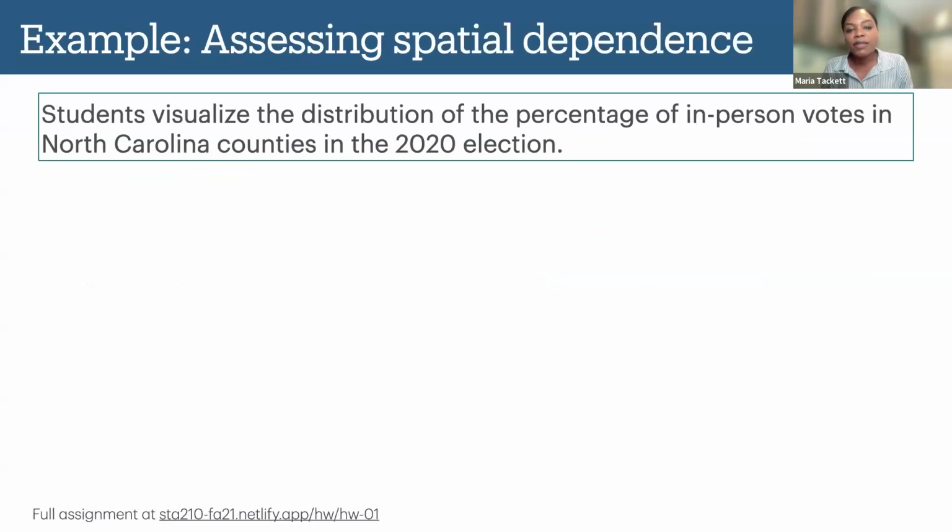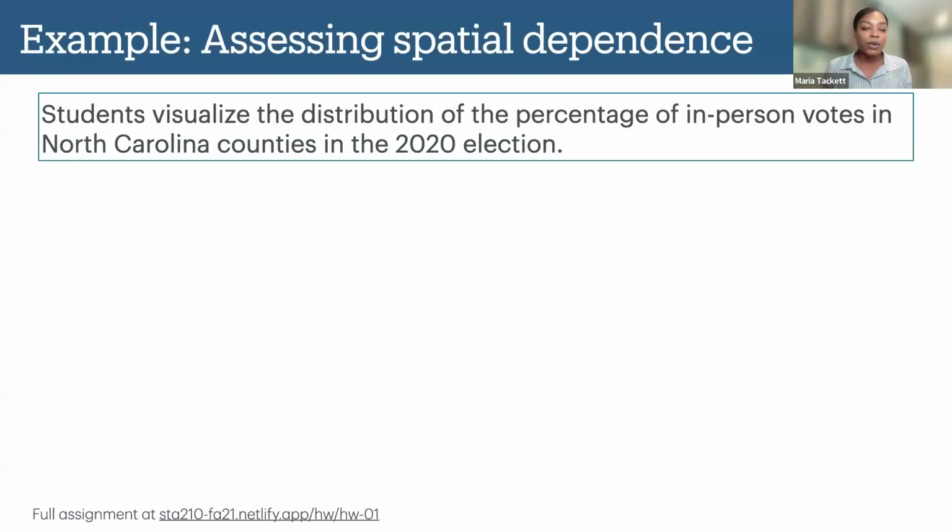And so now I'll provide a quick example from an assignment from one of my courses on how computing helps students more deeply engage with an analysis question, beyond maybe the basic conceptual piece. So here's part of an assignment in which students were looking at the relationship between the political leanings of a county and the percentage of in-person votes in North Carolina.